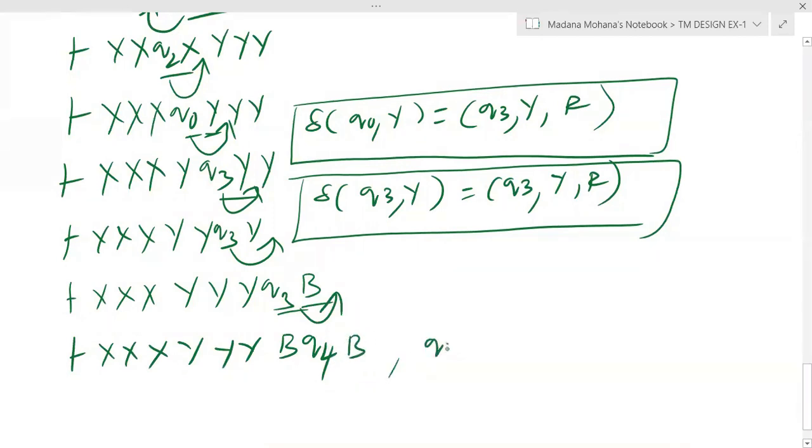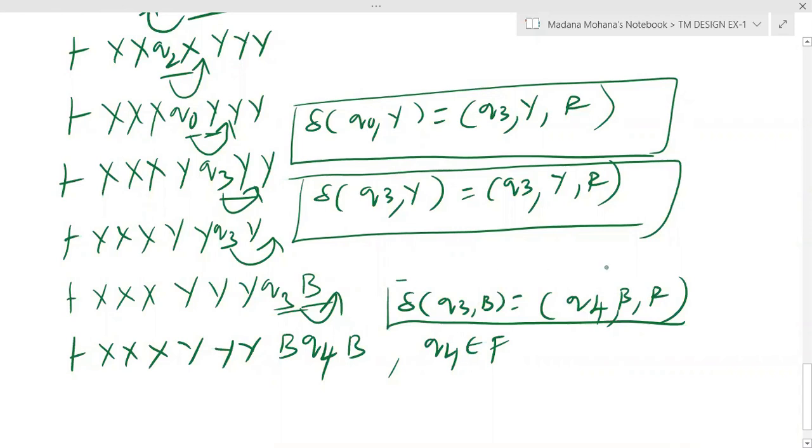So now here Q4 belongs to F. Here, what is the new transition? You can write down: delta of Q3 on blank equals going to final state Q4, blank is replaced by blank, then it moves right. Now you can see here the Turing machine halts at state Q4, which means finally it is satisfied with the number of A's followed by the number of B's. So then the Turing machine halts here.